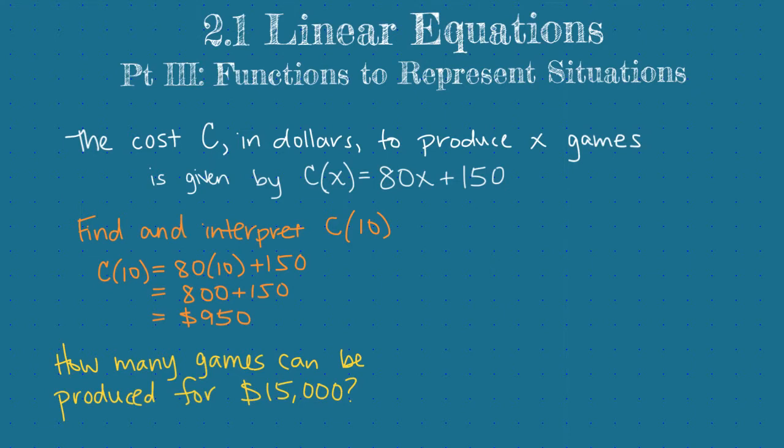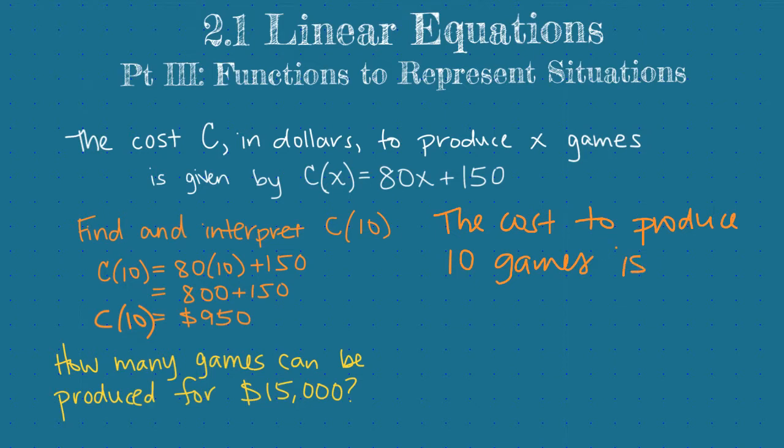So we'll interpret just with a sentence. Since C stands for cost, and our input was 10, and the input is how many games, we can imply that since C of 10 is $950, this is the cost of 10 games, the cost to produce 10 games. So our interpretation is the cost to produce 10 games is $950.